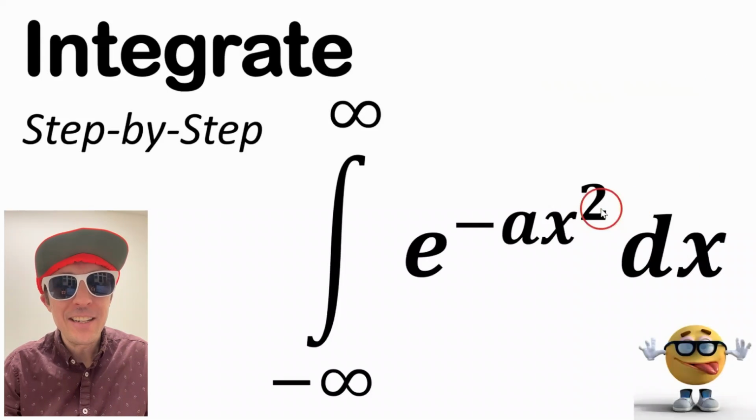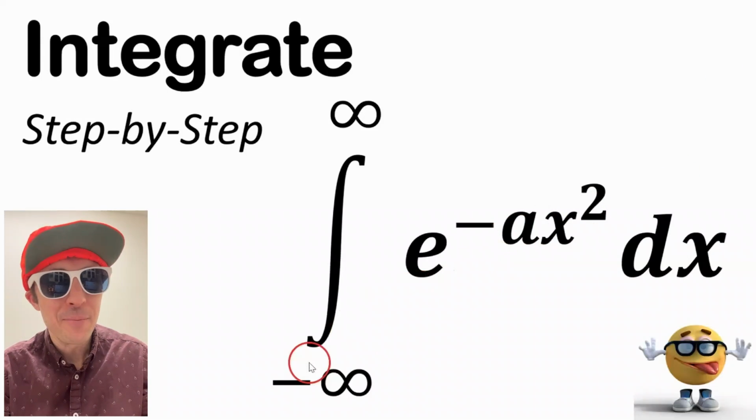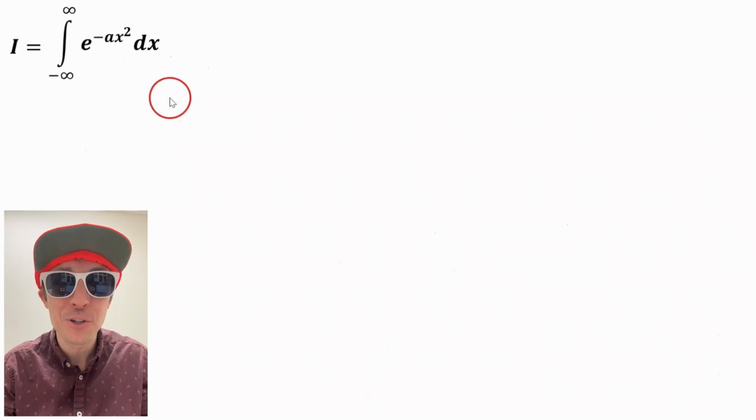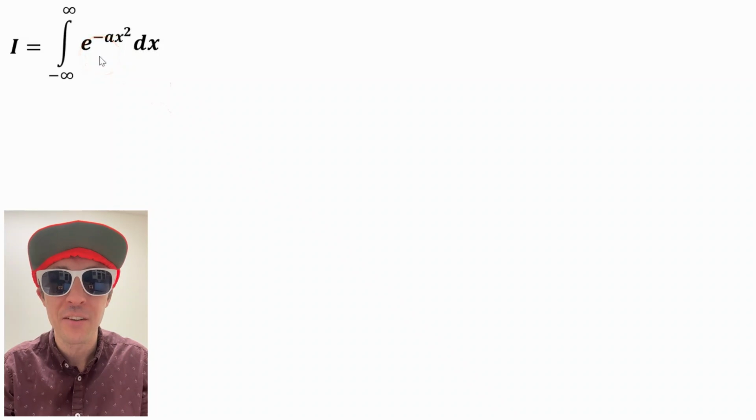We're going to integrate e to the negative ax squared from negative infinity to infinity, and it's going to be awesome. This is super short. We're going to use polar coordinates. If you want to see a longer version of this, you can check that out, but this is really quick.